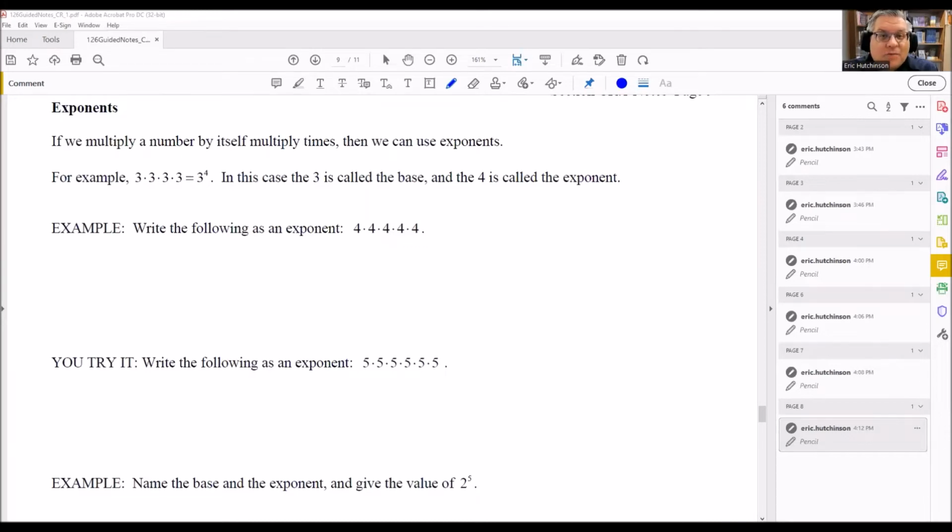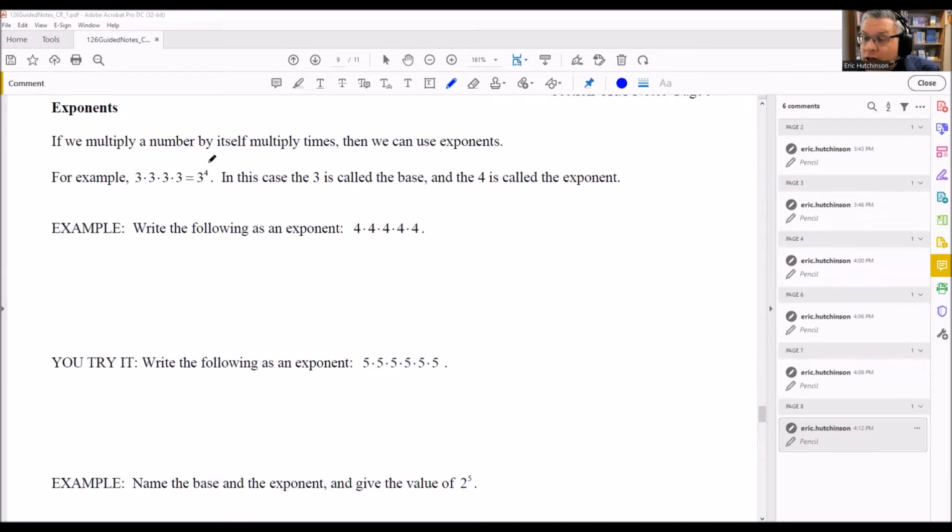Next, we're going to talk about exponents. If you multiply a number by itself multiple times, then we can use exponents for this. In this example that I put here, you notice that we're multiplying 3 4 times. The exponent is a small number that's put on top. So make sure when you're writing exponents that you put it on top.